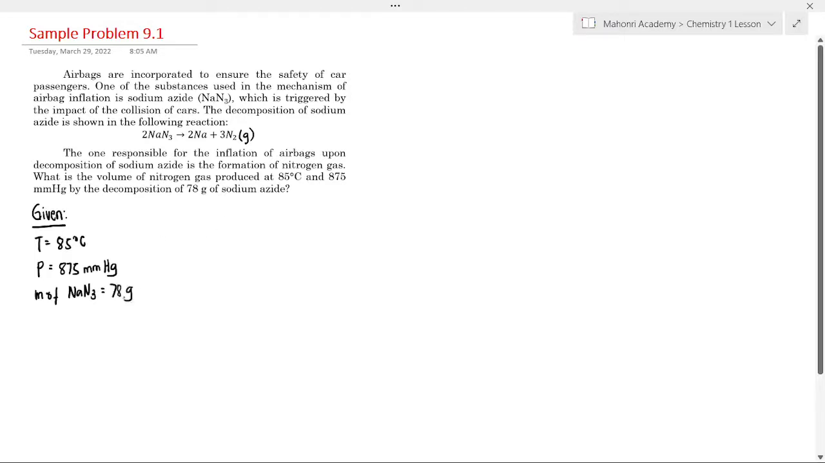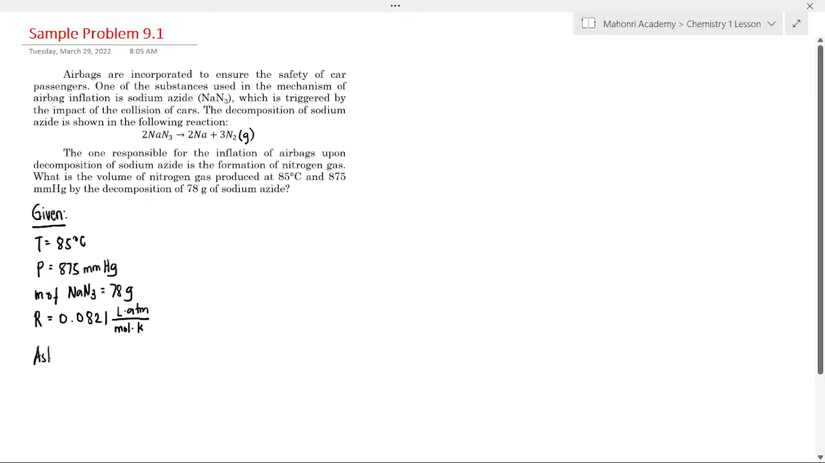And another thing, like I mentioned in the previous discussion, since we are looking for the volume of, in this situation, our product, we have to apply the ideal gas law. And in our ideal gas law, we are using a constant value R, which has a value of 0.0821 liters atmosphere over mole Kelvin.